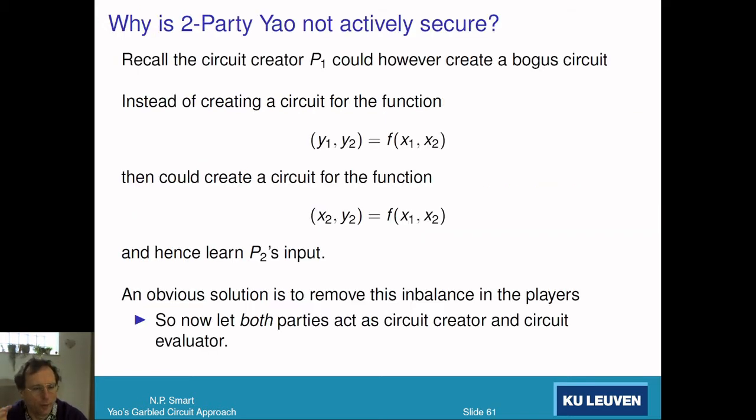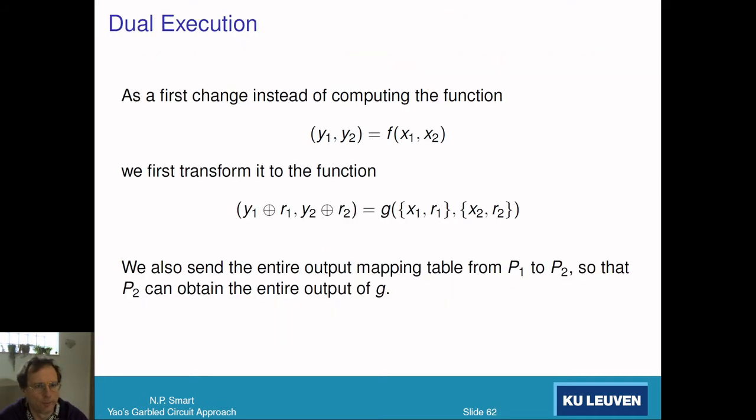So why is YAO insecure in a two-party setting when we're thinking of active security? That's because the garbler could garble the wrong circuit. So an obvious solution to this is we let both parties garble the circuit. One party acts as the garbler to the other one's evaluator, and then the other way around, the first party acts as the evaluator to the second party's garbling. So that's the basic idea. That's what's called dual execution.